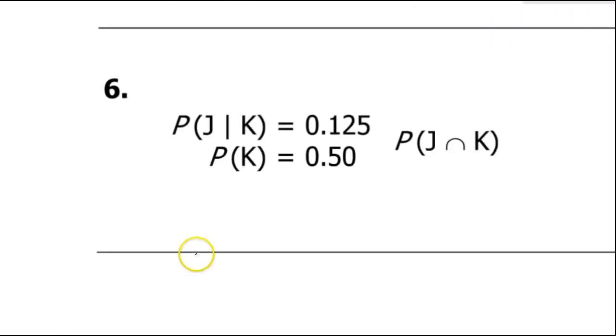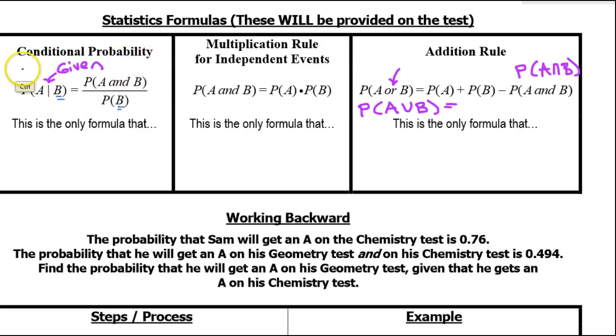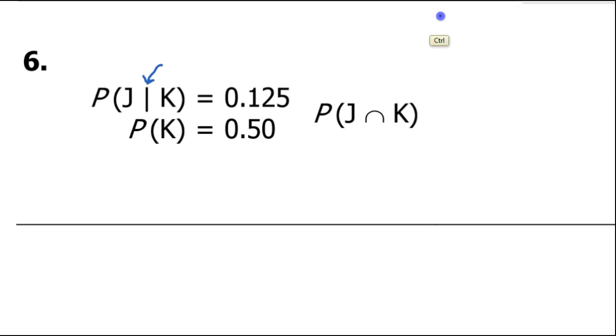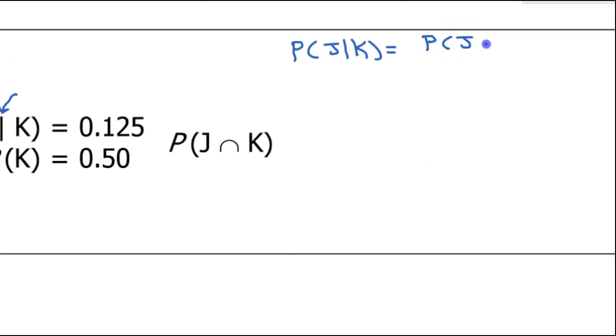Okay, it looks like we have just one more of these. So this will be the last problem on this video. Time to switch colors. This problem has the given symbol in it, J given K. And there's only one formula that involves the given, that's this one. So watch this very carefully. I'm just going to recopy this formula, but instead of A and B, I'm going to have J and K. So that formula is the probability of J given K is equal to the probability of J and K divided by the probability of K.